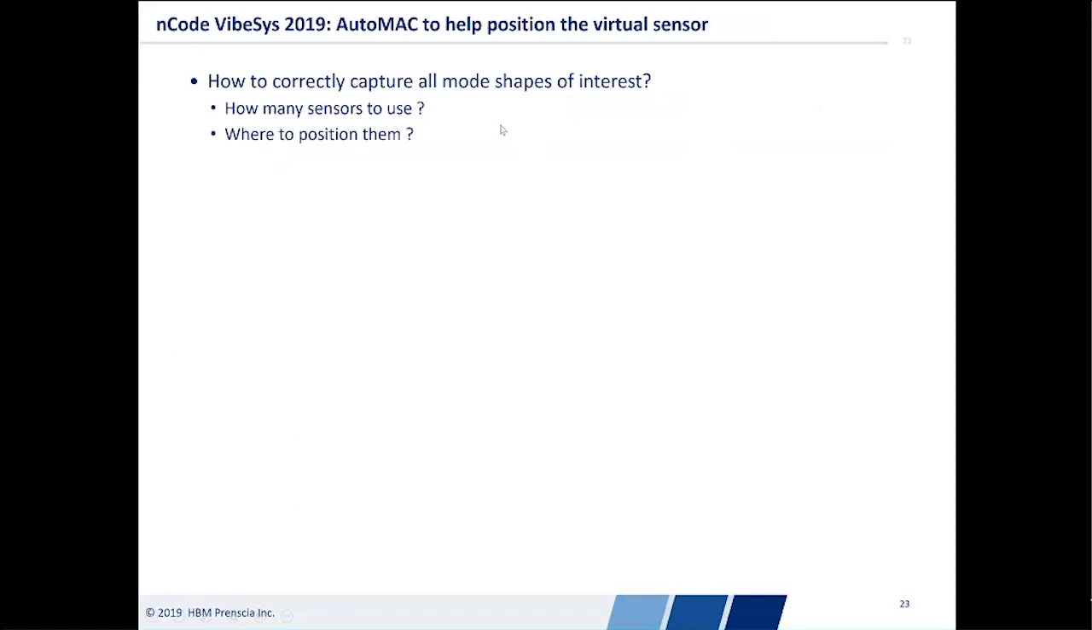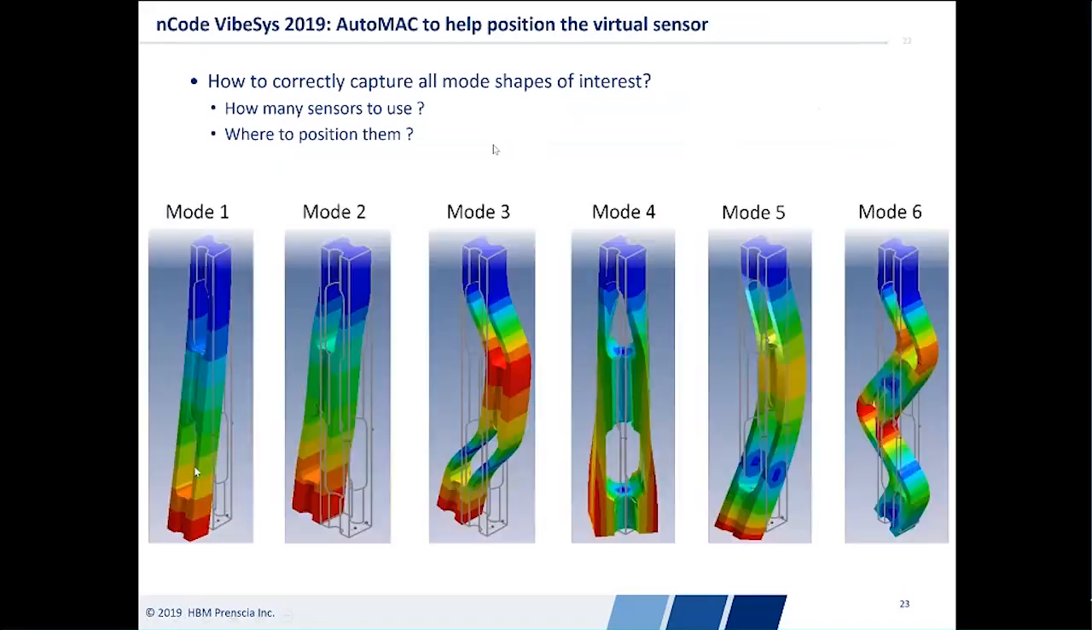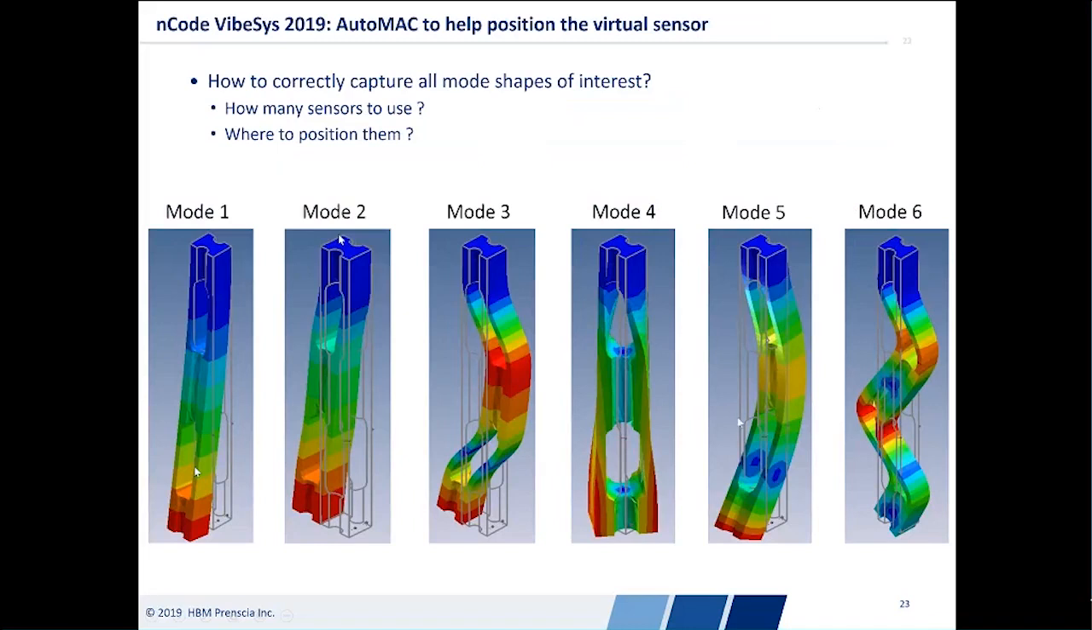Those are the usual questions that one may ask before doing a modal test. So say we have this simple structure here, and we've run a modal analysis in FEA, and we came up with those 6 modes. So you have an idea of the mode shapes that you expect to see in your test, right? So how to answer this question?